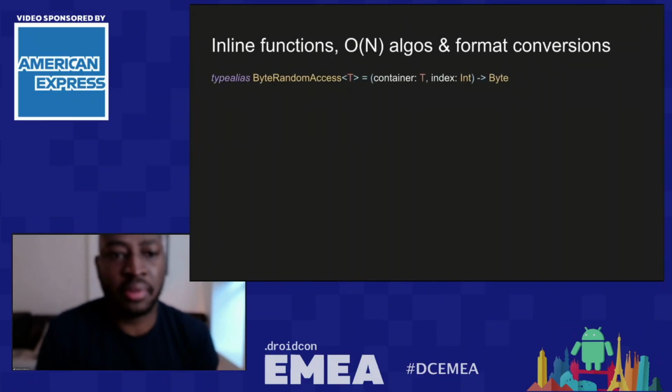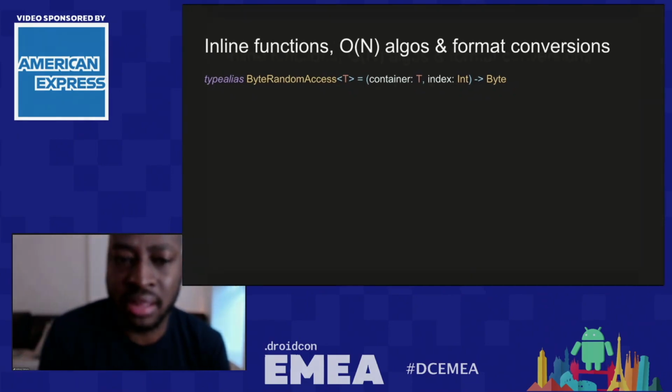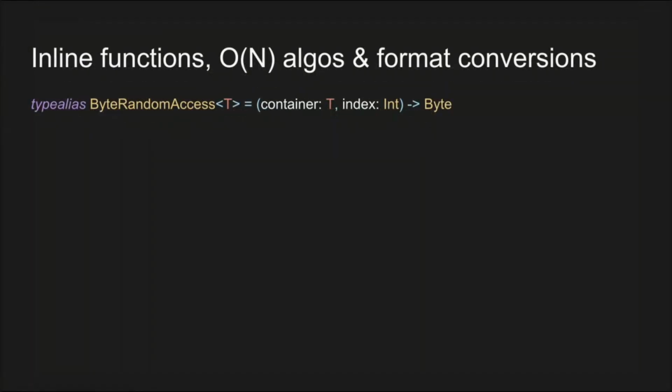I'm going to talk about a couple of things. I'm going to talk about a type alias. I'm going to call this a byte random access. In other words, this is a container of some type T, and I need to be able to just get a byte in constant time from a certain index. Given a certain index, I need to be able to grab a byte from this thing. This is, quote, a byte random access.